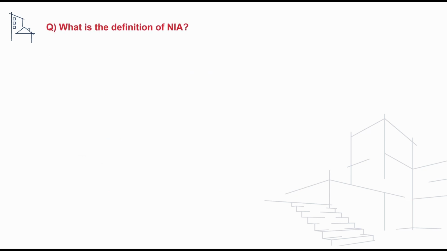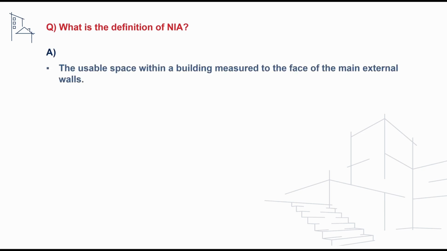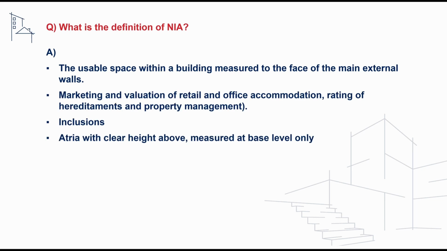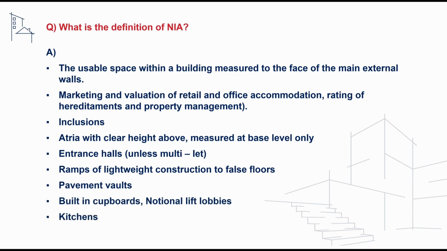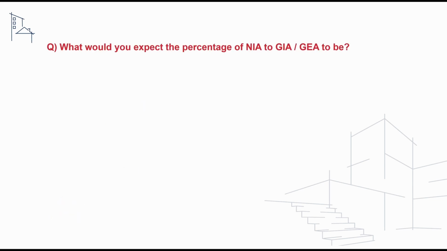And again, another follow-on question we may receive in relation to this area is our understanding of the definition of net internal area. And to address this, we can say that this is the usable space within a building measured to the face of the main external walls. And this would include areas such as atria with clear height above, measured at the base level only. It would include entrance halls, ramps of lightweight construction to false floors, any built-in cupboards or notional lift lobbies, and also any kitchen spaces.